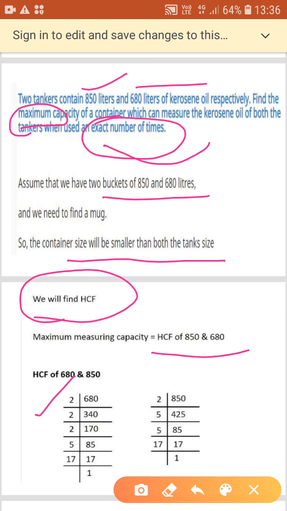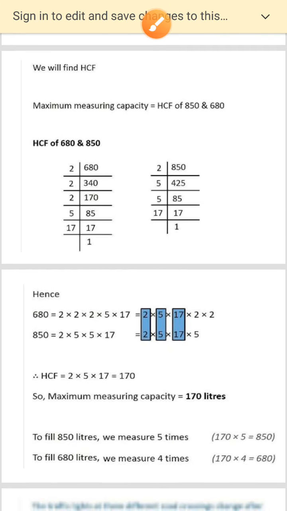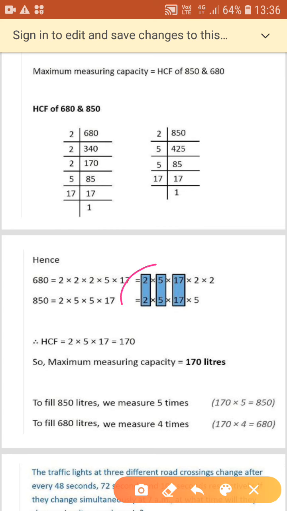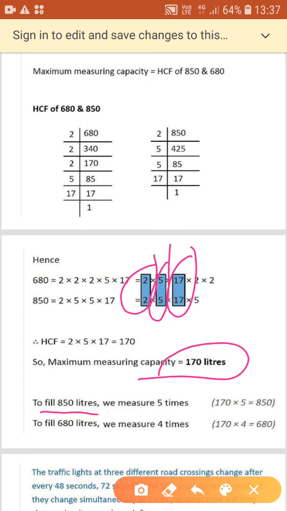680 we are splitting into prime factors. Similarly 850 also we are splitting into prime factors, and then we see what the common factors are over here. So we can see that one common factor is 2, one common factor is 5, and one common factor is 17. So HCF comes out to be 2 into 5 into 17, that is 170. So the maximum measuring capacity of the mug will be 170 liters. And to fill 850 liters, how many times do you have to measure? 5 times, because 170 into 5 is 850. And to fill 680 liters, you have to measure 4 times, so 170 into 4 is 680.